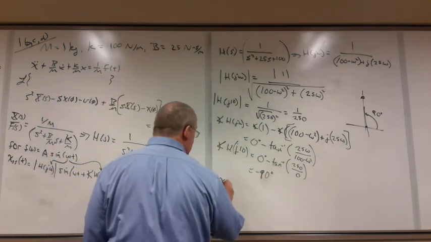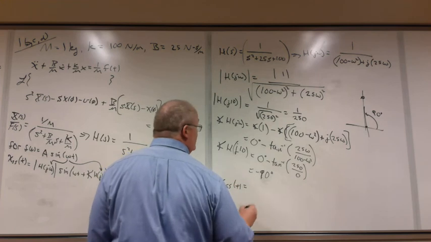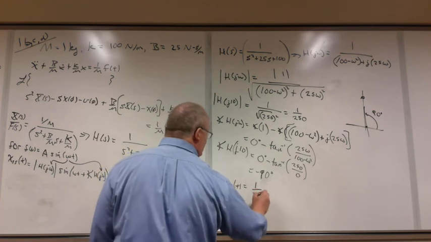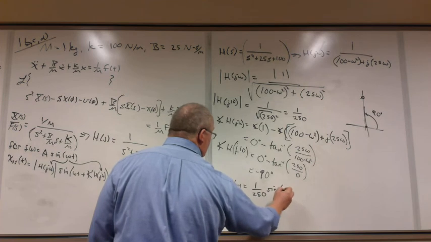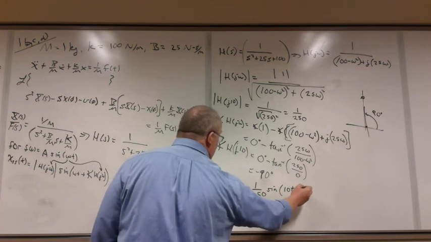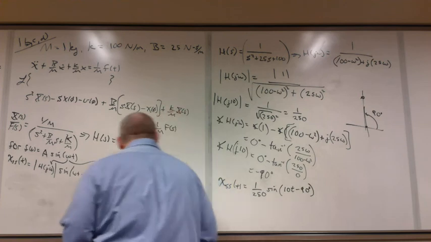So what we have then is that x steady state of t is going to be equal to 1 over 250 sine of 10t minus 90 degrees. How'd I do?